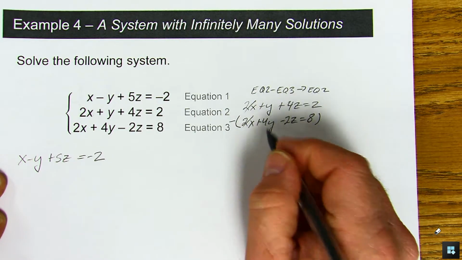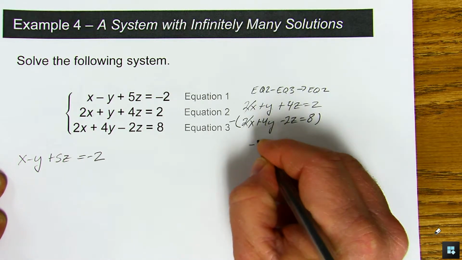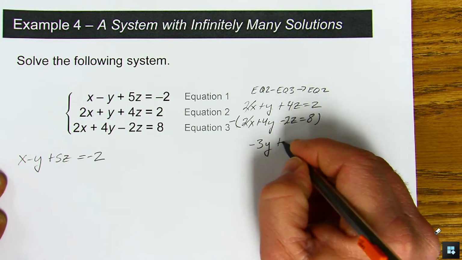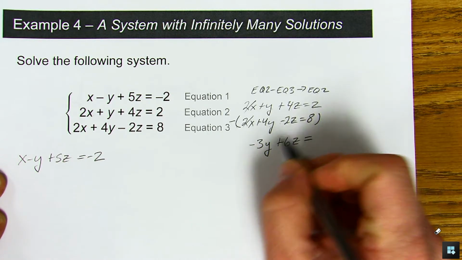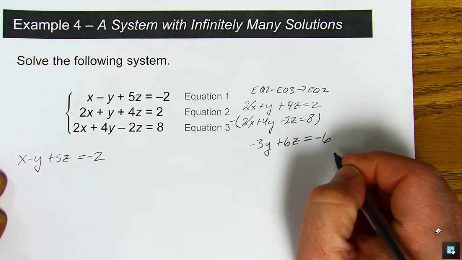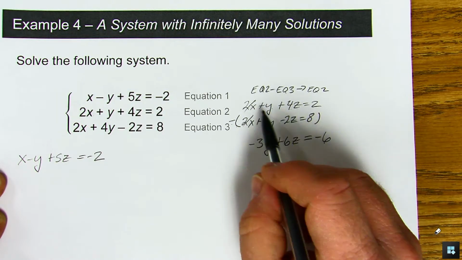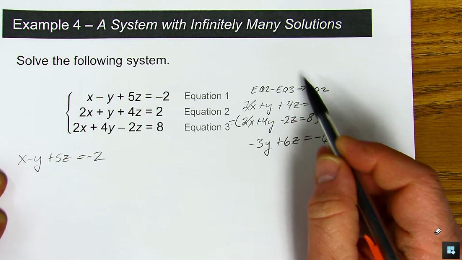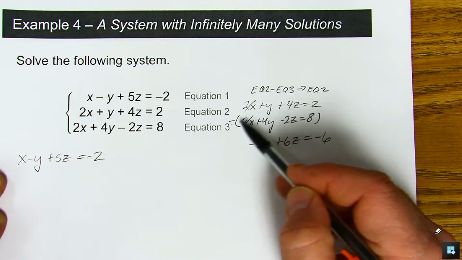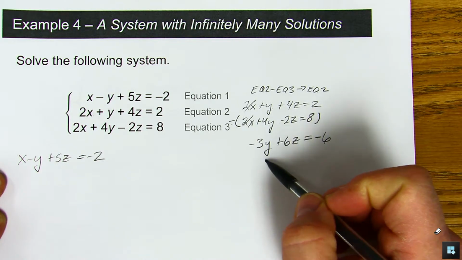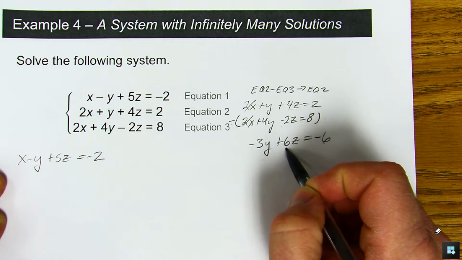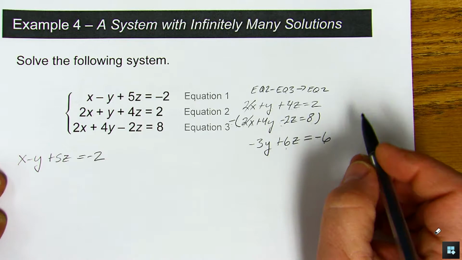Now these will cancel. y minus 4y is -3y. 4z minus a -2z is a plus 6z. Be careful when you're adding and subtracting. 2 minus 8 is -6. Again, remember you're subtracting every single one of these. If you need to, distribute the negative in and then combine like terms. 2x minus 2x cancels, y minus 4y is -3y, 4z minus a -2z is a plus 6z, and 2 minus 8 is -6.